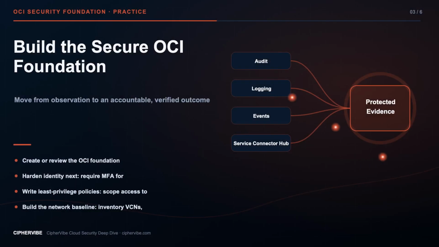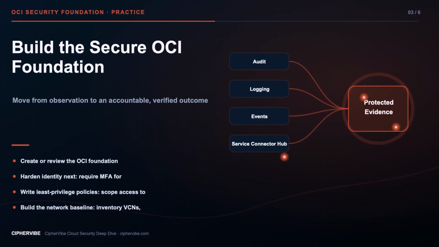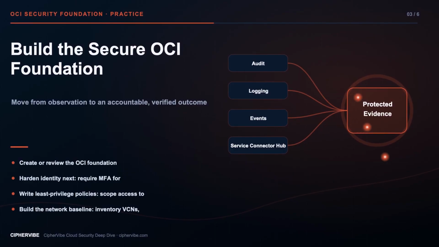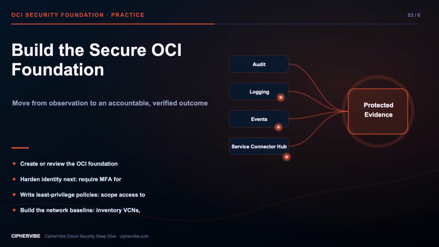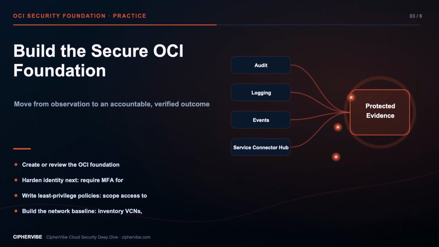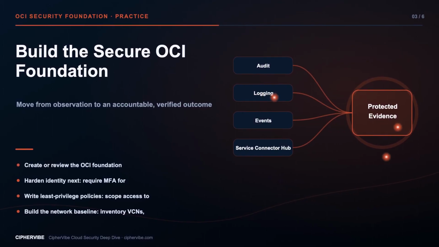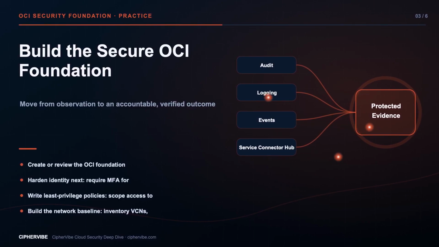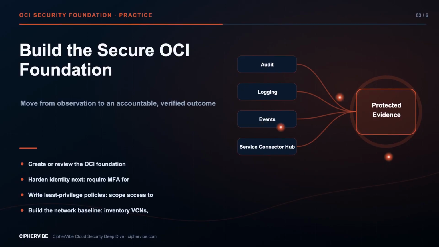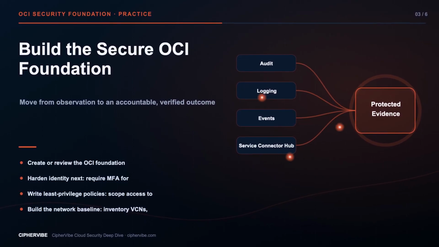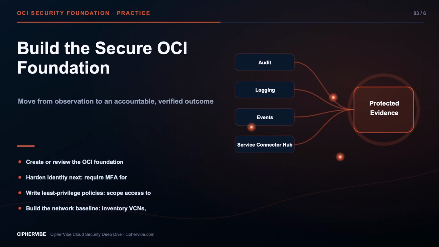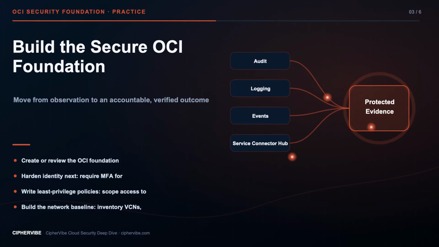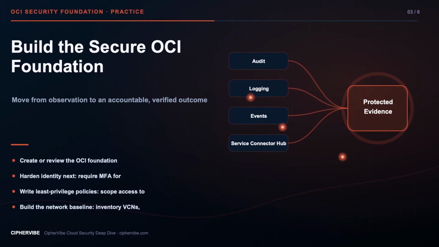Now turn the mental model into a repeatable workflow. First, create or review the OCI foundation first. Define tenancy ownership, identity domains, federated identity, compartment hierarchy, naming standards, tags, environments, shared networking, logging compartments, and security administration boundaries. Second, harden identity next. Require MFA for administrators, review local users, remove stale API keys and auth tokens, prefer groups over direct user access, separate break glass accounts, and use dynamic groups for instance and function permissions.